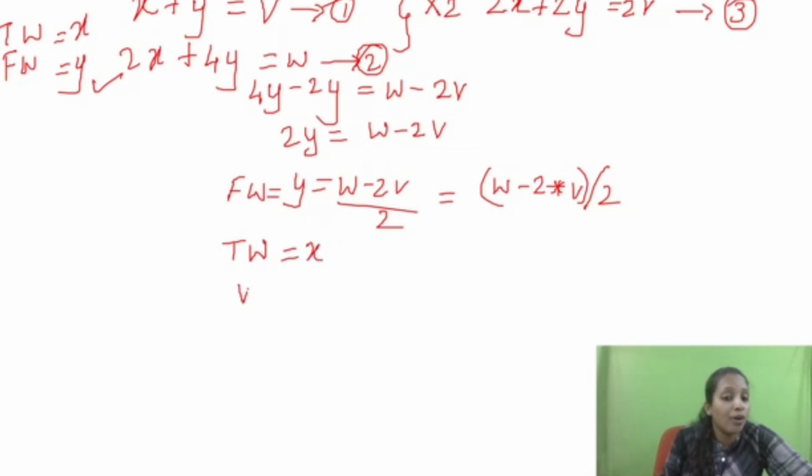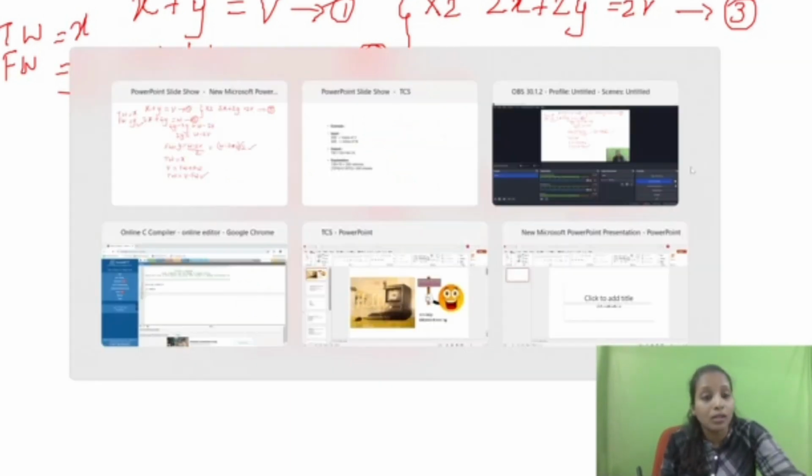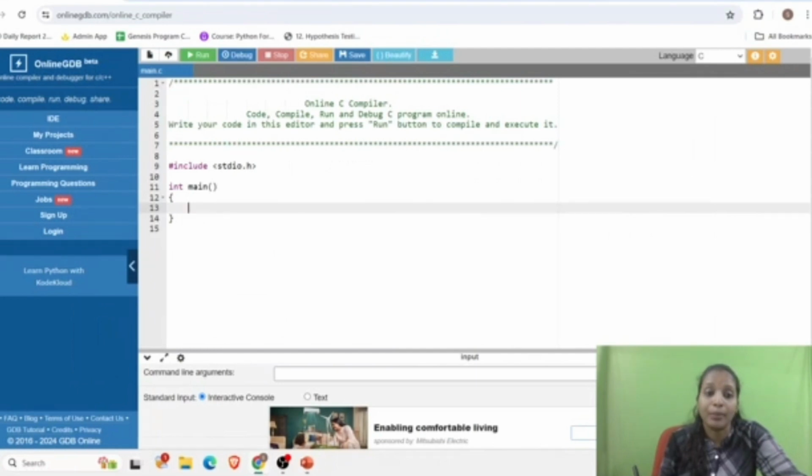So total number of vehicles is equal to two-wheeler plus four-wheeler. Right? Or nothing but v is equal to x plus y. Here substituting the value of Fw, we will get Tw equals V minus four-wheeler. So this can be used to find the value of two-wheelers and this formula can be used to find the number of four-wheelers.